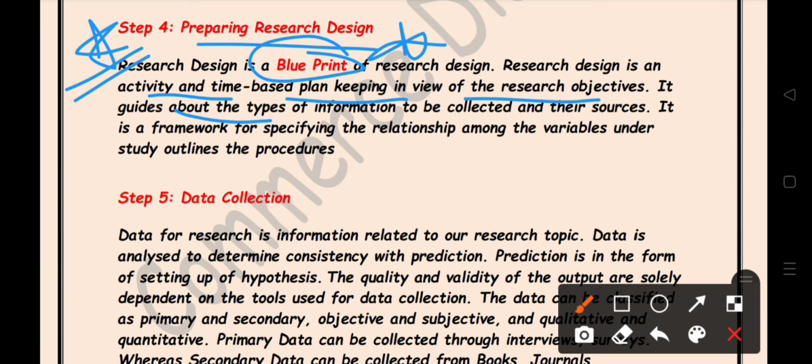It guides us about the types of information to be collected and their sources. It means what type of information we are going to collect for our research study, what type of sources we will use, and what type of data we may require in our research studies. That comprises the preparation of the research design. It is the framework for specifying the relationship among the variables under study and outlining the procedures. Okay, so research design is also a major step in the total research process.